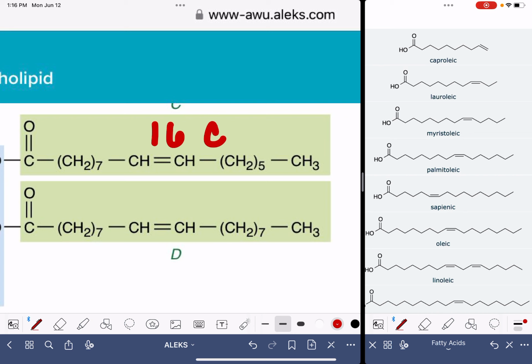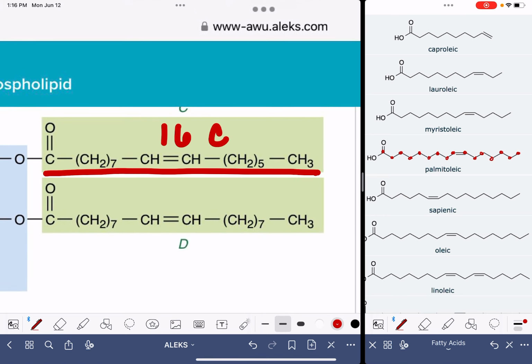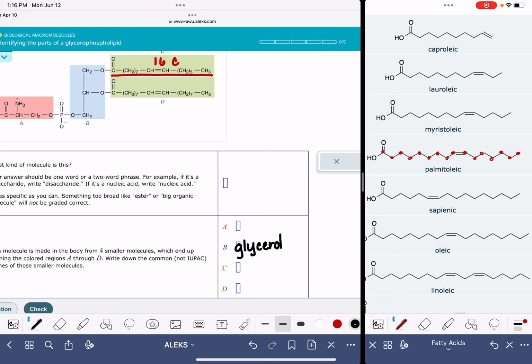Let's try palmitoleic. 1, 2, 3, 4, 5, 6, 7, 8, 9, 10, 11, 12, 13, 14, 15, 16. I got pretty lucky. So this first fatty acid, which is C, I've got it kind of cut off in the picture there, but it is C, that is palmitoleic acid. And one thing I want to point out, in the ALEKS data table, it just says palmitoleic, but it's just abbreviating the name. ALEKS does want you to enter the acid portion in the name.